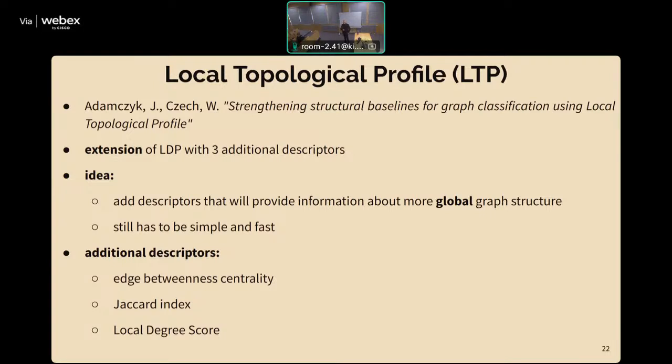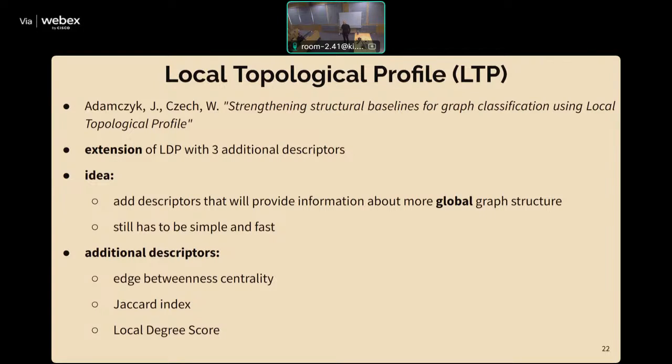So we compute additional descriptors, combine them with histograms in exactly the same way. But we thought that vertex degrees are not enough. We thought that we can cheaply and easily add more descriptors and get better results. So the idea is to select the descriptors that provide information about more global graph structure.